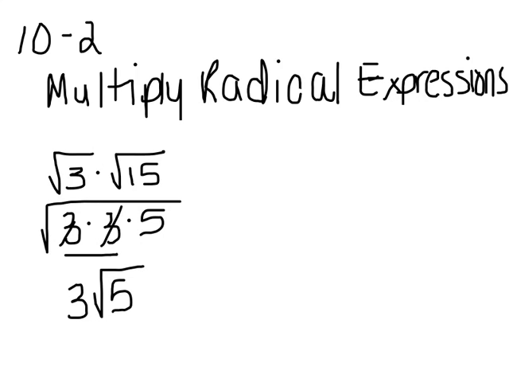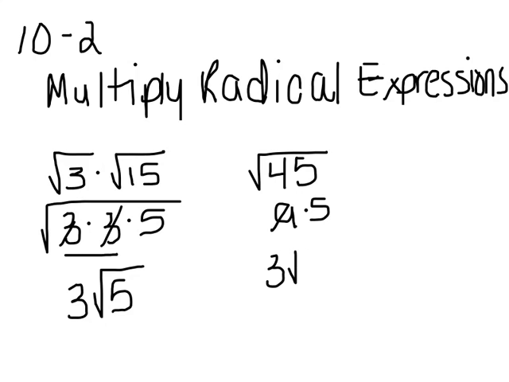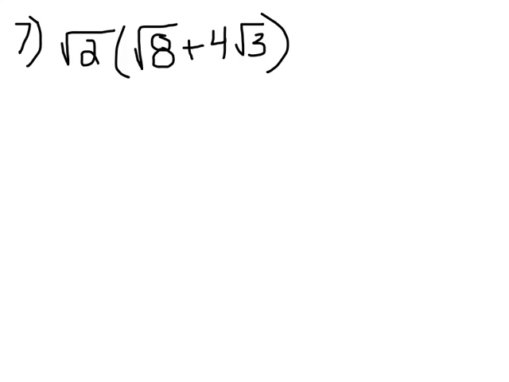Remember that you can do this problem another way. By multiplying 3 times 15, you would have radical 45, and we could factor 45 into 9 and 5, take the square root of 9, and we would still get 3 radical 5. So you have two methods, or two ways to get to the same answer. In this section, we'll be using the distributive property to multiply radical expressions. This is problem number 7 in your book under Check Your Understanding.